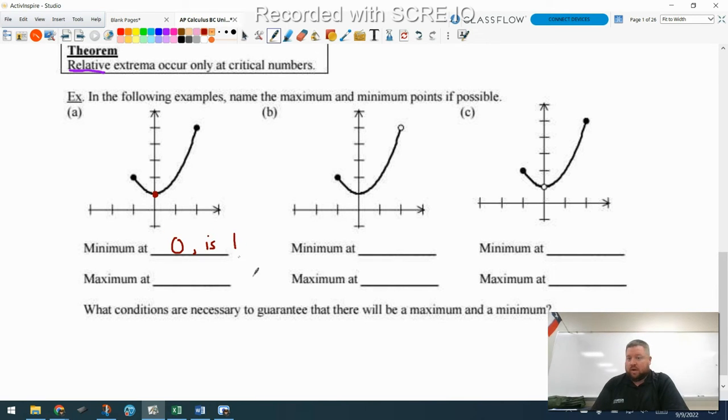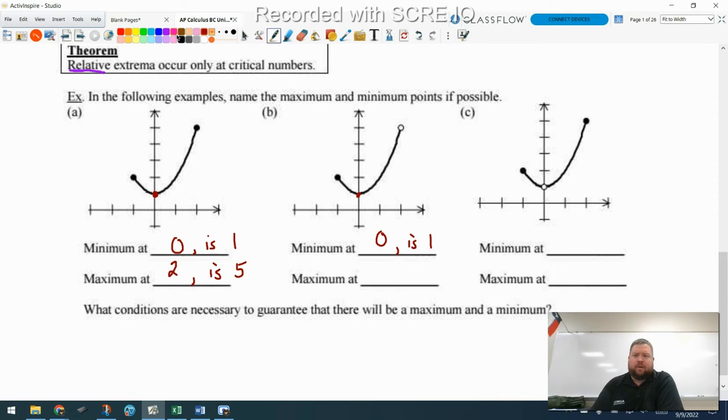Minimum is 1. Maximum at, highest point, right there, x equals 2. Maximum is, what is that, 5? 1, 2, 3, 4, 5. All right, minimum at, same graph basically other than this hole in the graph. And yeah, I think I have the same minimum. Minimum at 0 is 1.